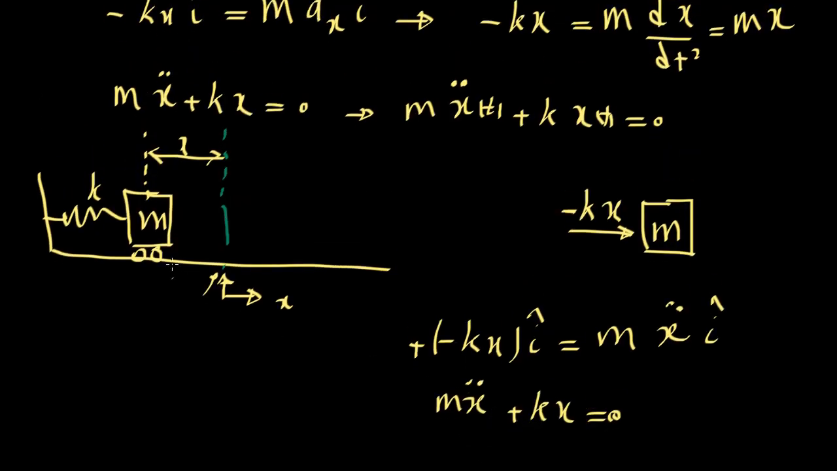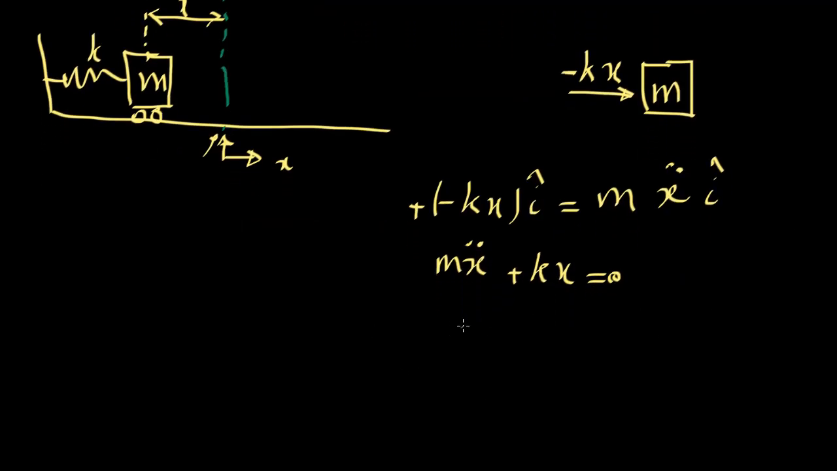So this equation is true for this particle at any place, any time, as it is oscillating around this rest position. So for this equation, this is a second order linear differential equation. This is second order because we have the second derivative. So, second order.